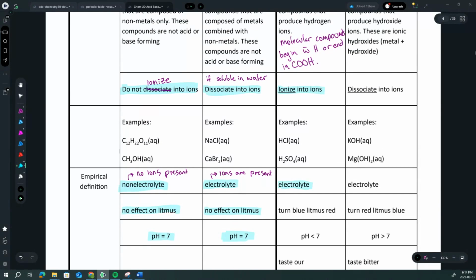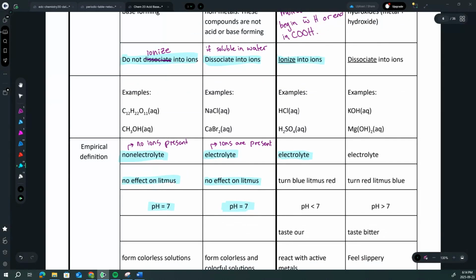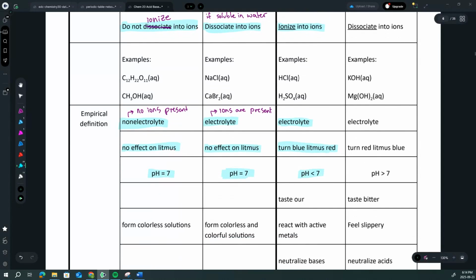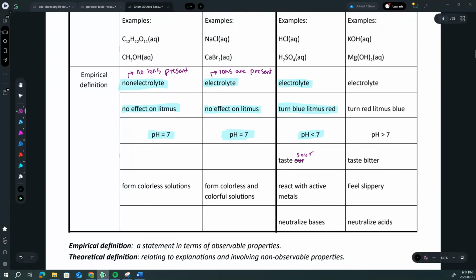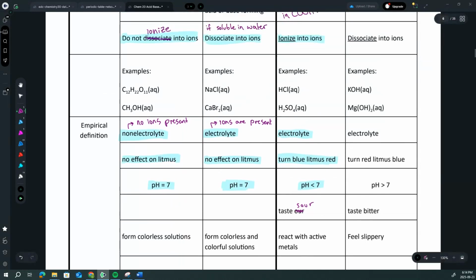Acids are going to be electrolytes, so ions will be present, and acids are going to turn blue litmus paper red. Red litmus paper will still stay red. The pH is going to be less than 7, and they are going to taste sour, as well as react with metals, and they neutralize bases.